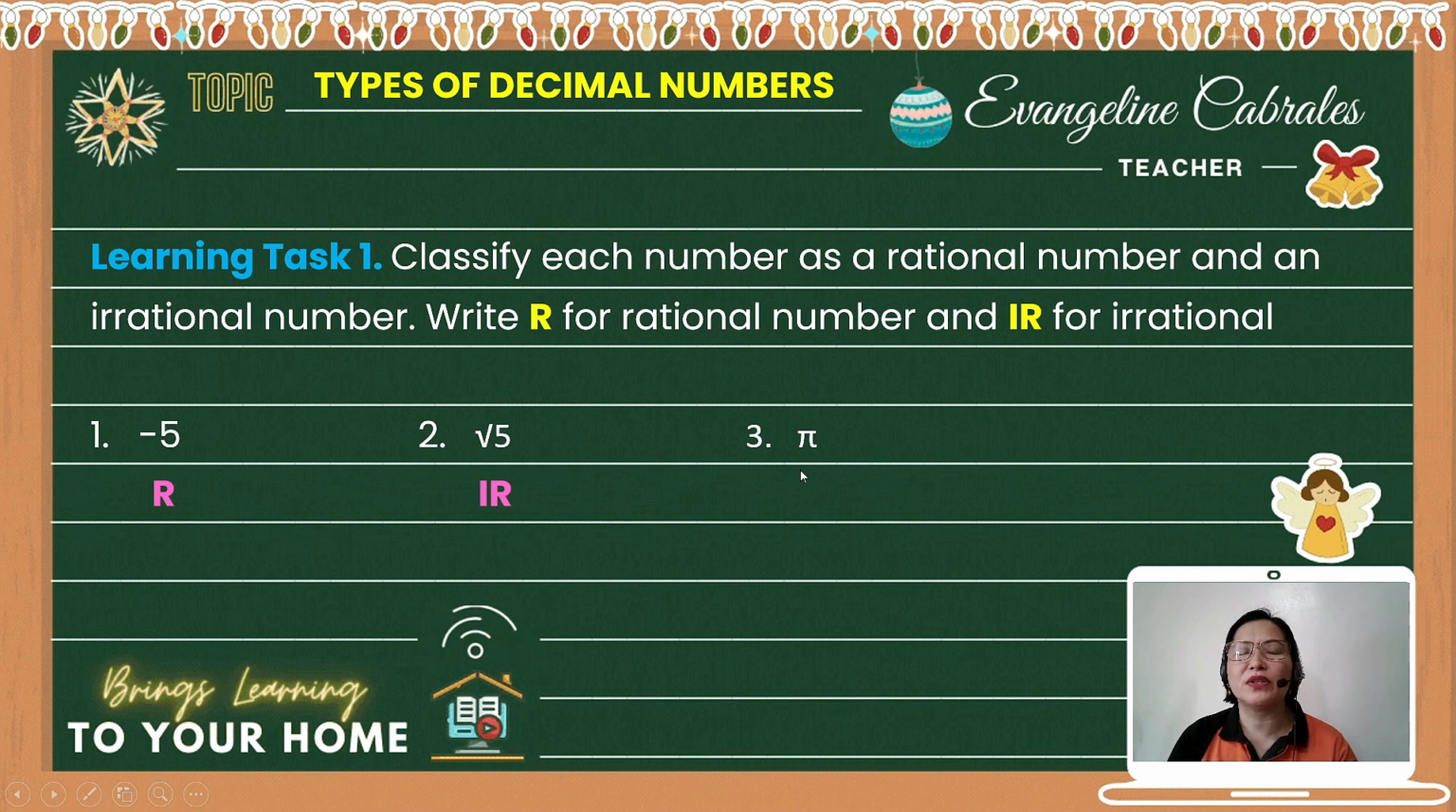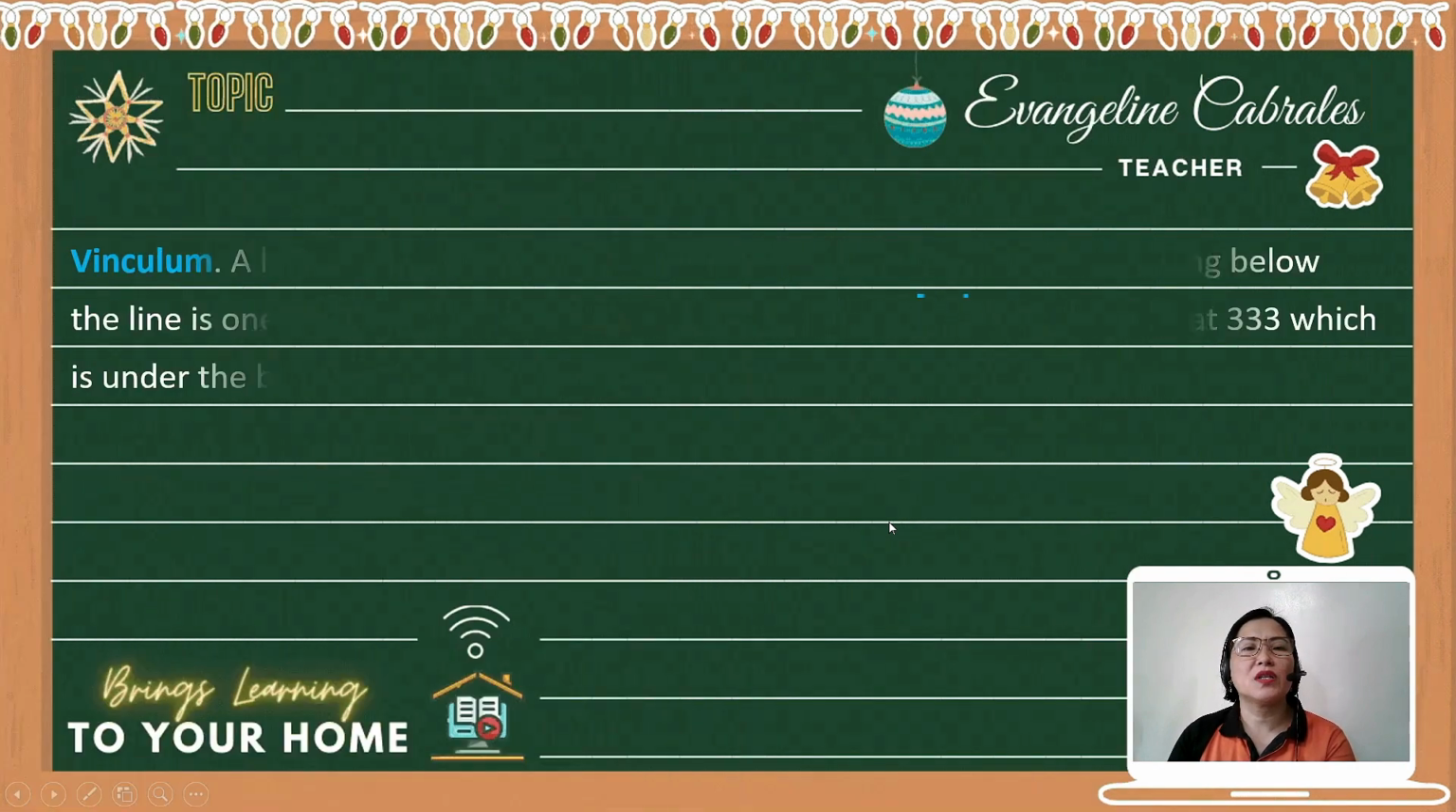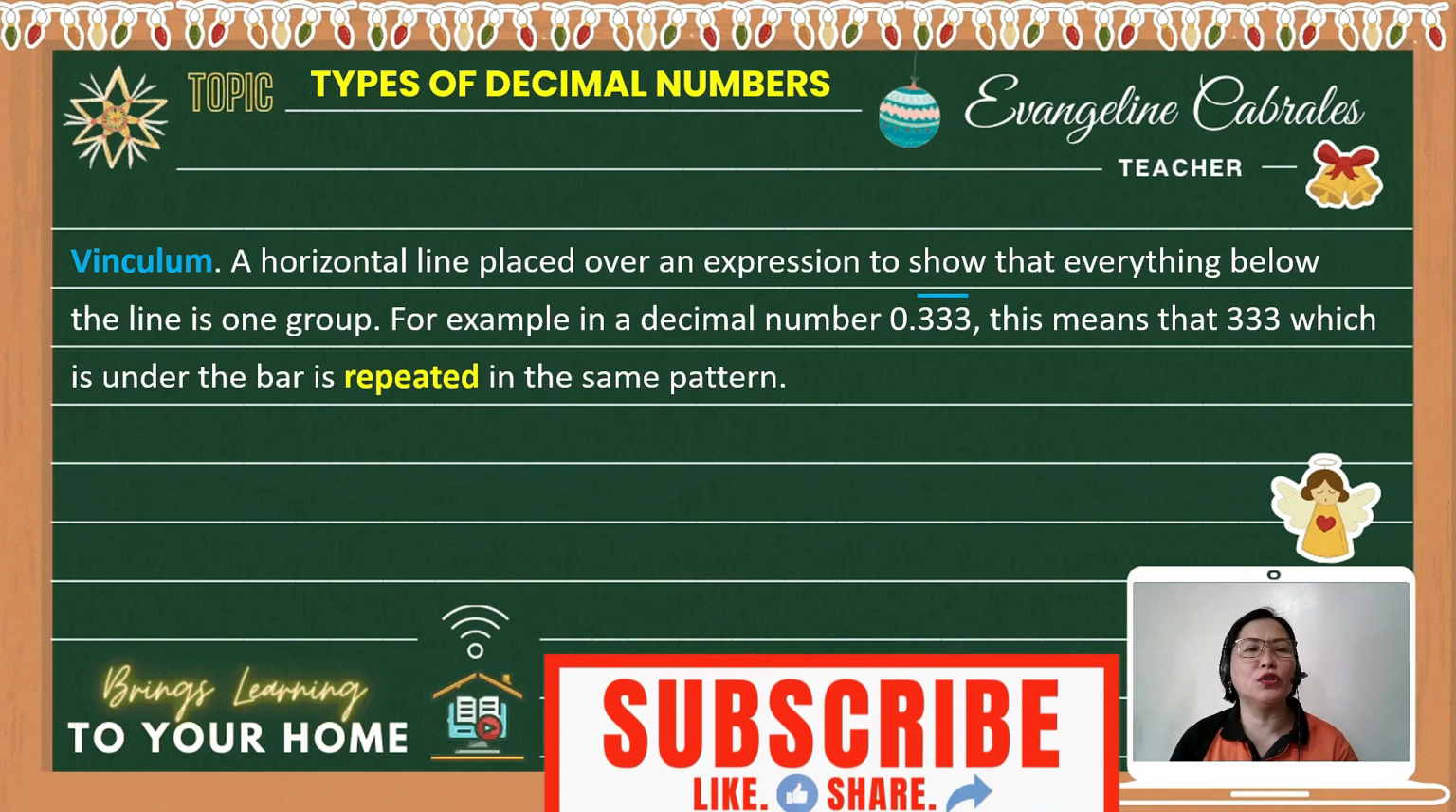O how about number 3? What can you say about the equivalent of pi? Is it rational or irrational? Your answer is correct. That is irrational. Okay? So, let's proceed to vinculum.